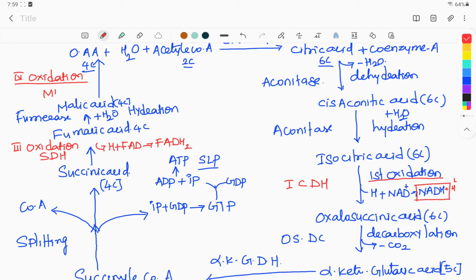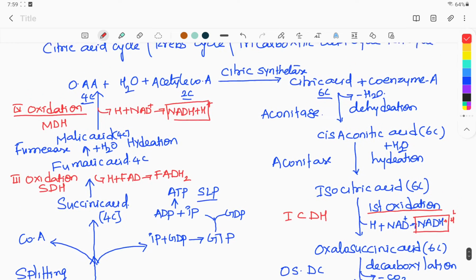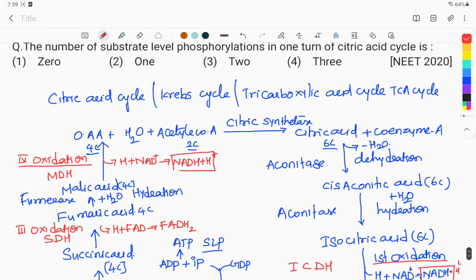The enzyme is malic dehydrogenase, and the last hydrogen is accepted by NAD to convert into NADH plus H plus, right. So here, 4 oxidations take place. This is the so-called Krebs cycle, okay.